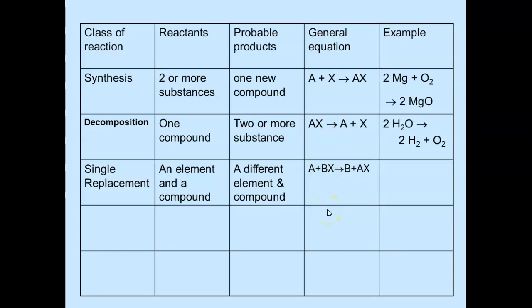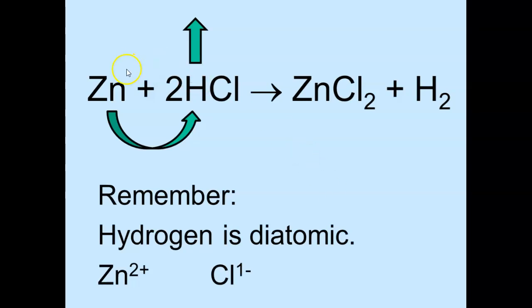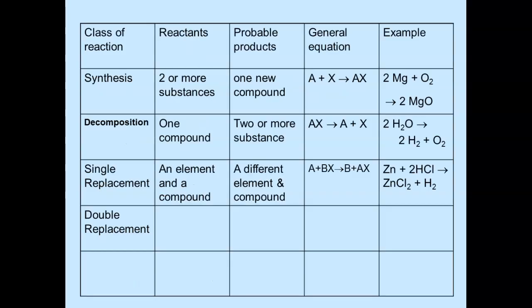All right, so what does that look like as an equation? Here is one equation. We did this in the lab, zinc and hydrochloric acid. And so the zinc comes here and it kicks out the hydrogen. It replaces the hydrogen. When you're writing these equations, you've got to remember things like the hydrogen is diatomic, zinc has a 2 plus charge, that's on your ion list, and the chloride is 1 minus. You've got to crisscross to get ZnCl2. All right, so that's what your example is.